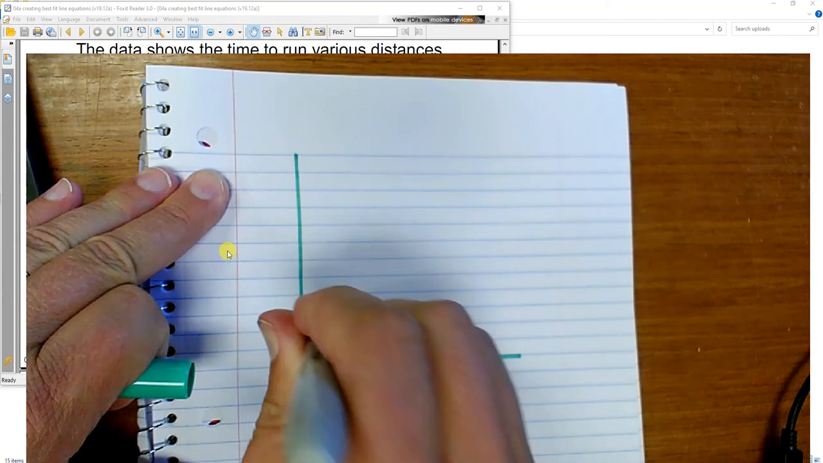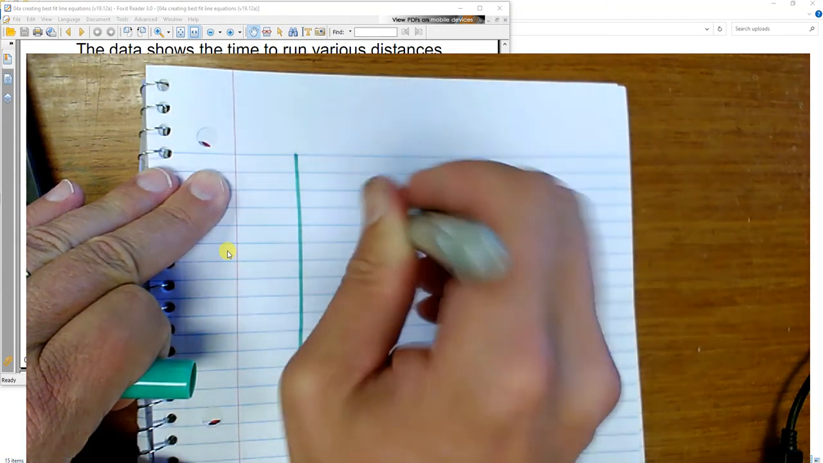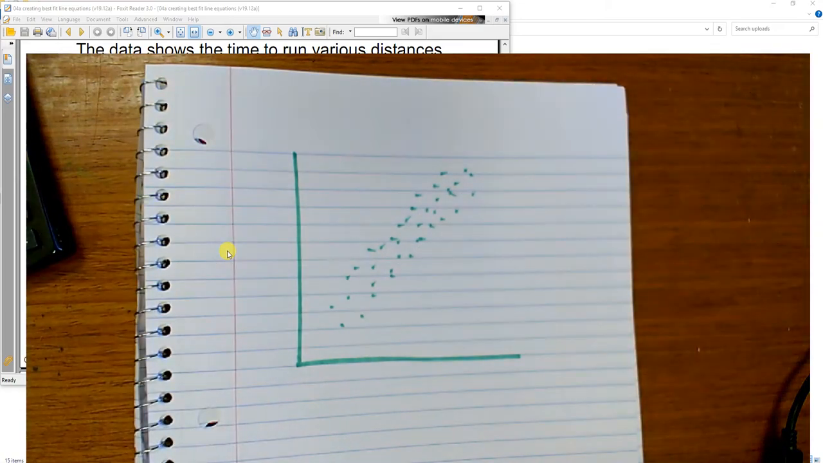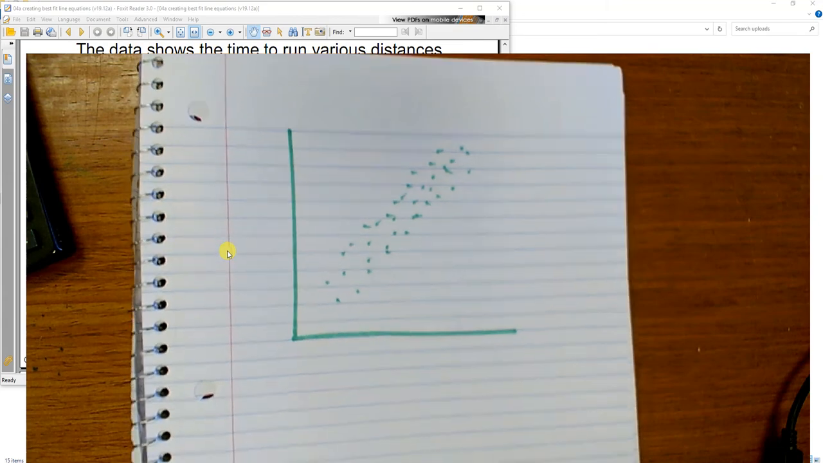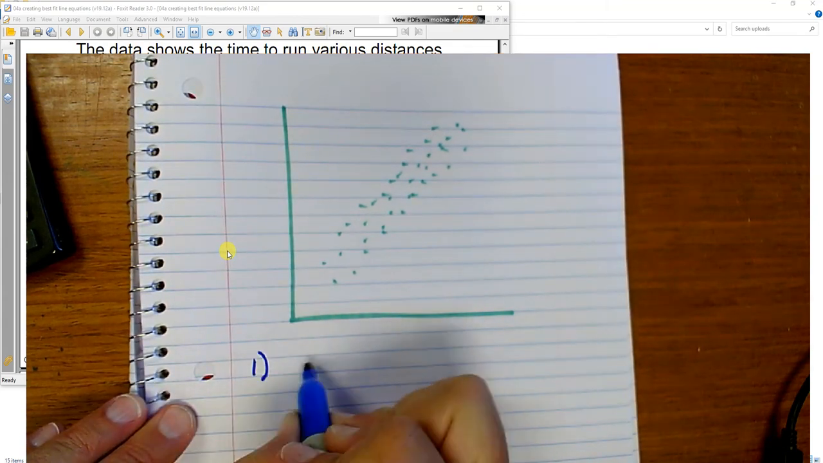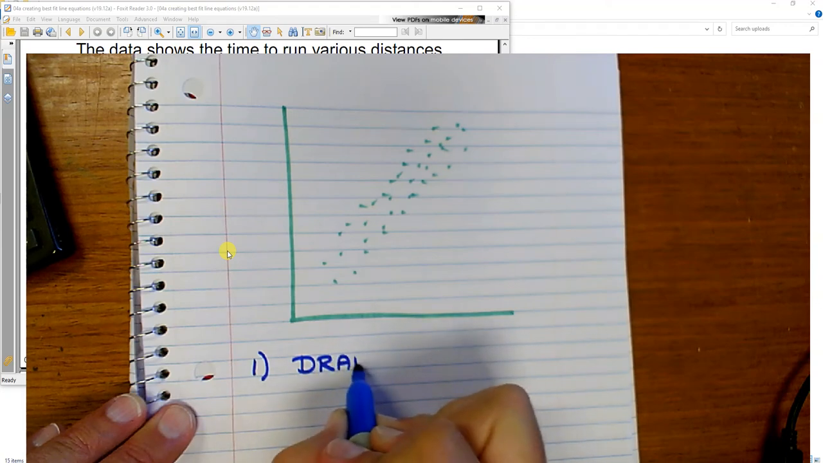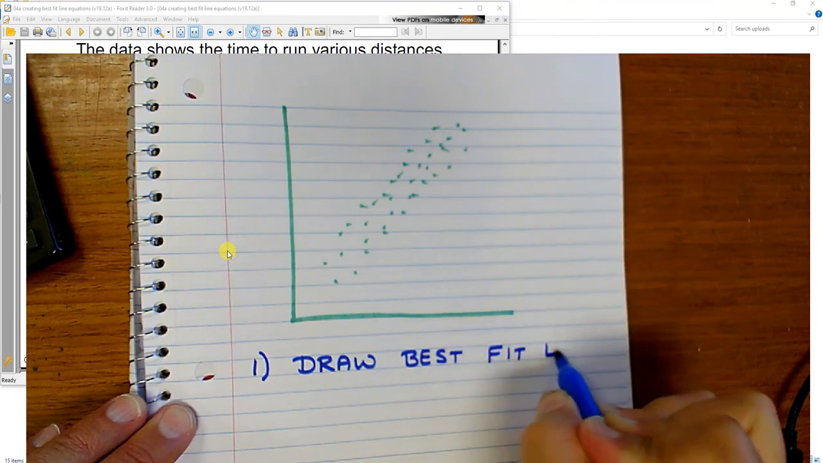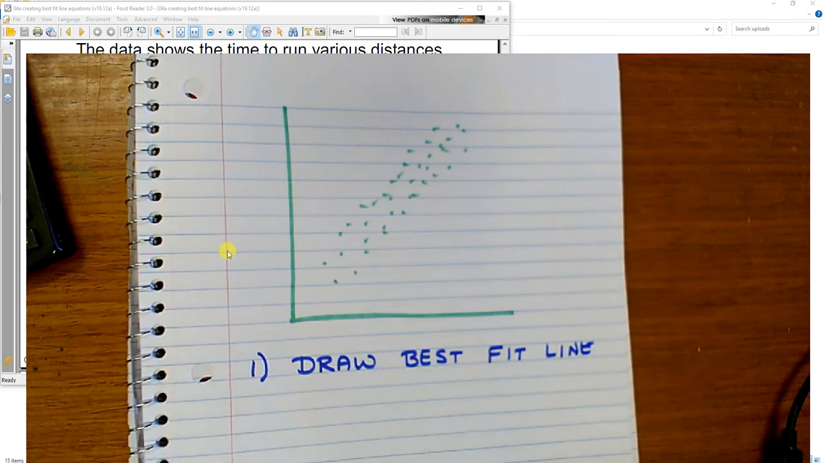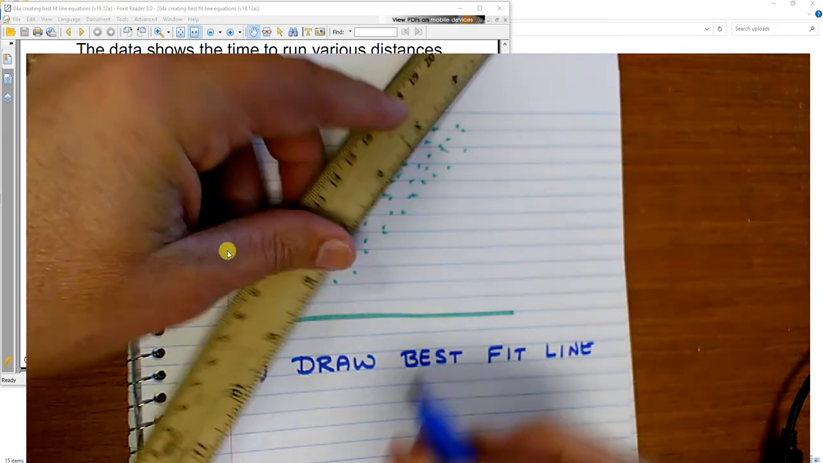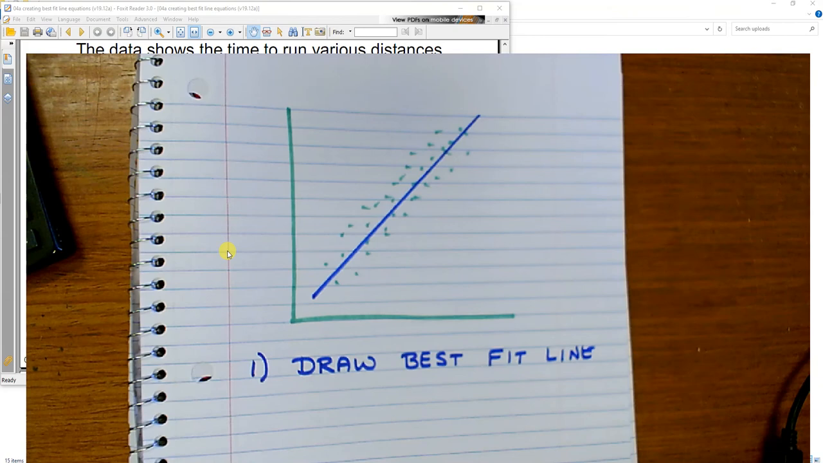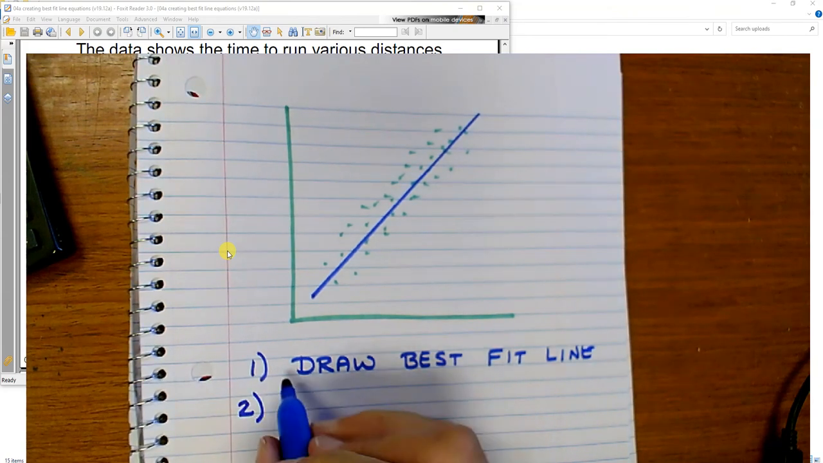So I have a scatter plot. There's my scatter plot. Step 1, I draw the best fit line. Cool. Now, I find 2 good points.